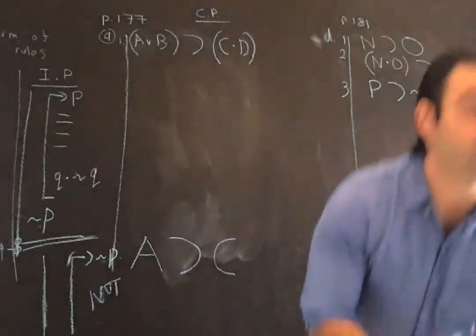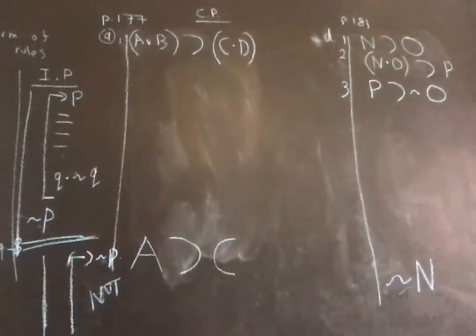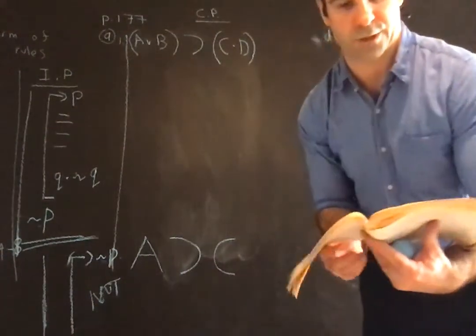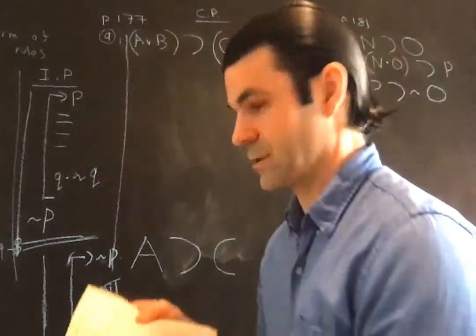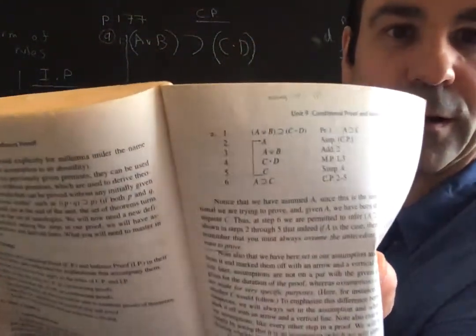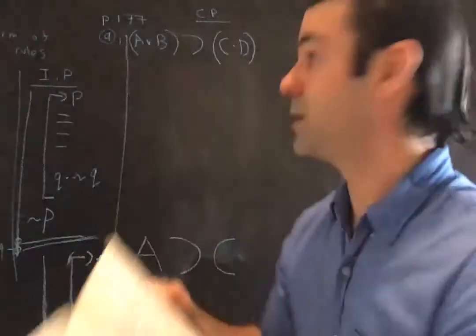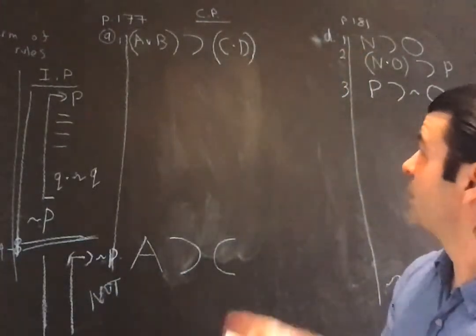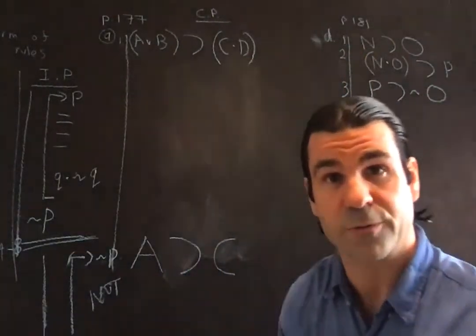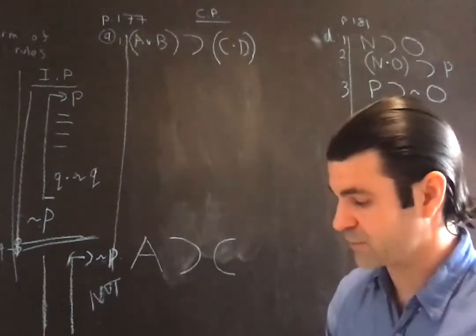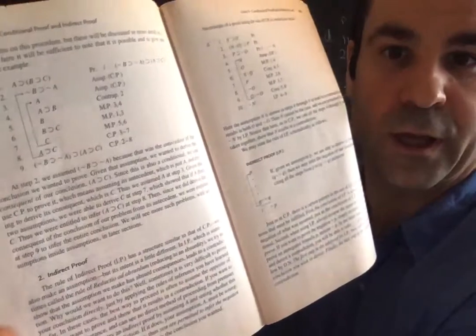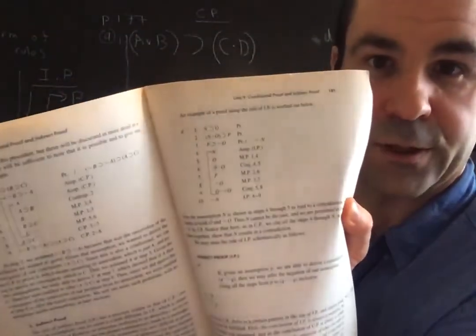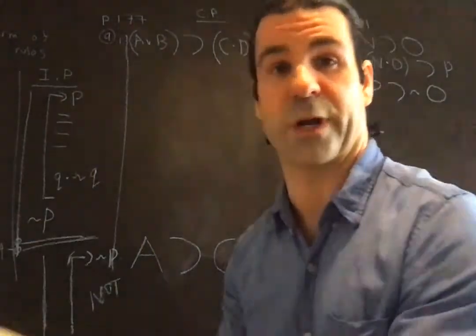Okay, so these are examples from the book. The first one's introduced in each section. So the first one is page 177A, so it's this one, page 177. Next one, we're going to see conditional proof in action. The next one's from 181, right after they introduce you to indirect proof. That's the example at the top of 181.